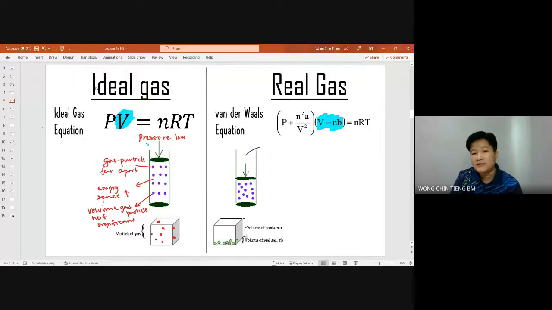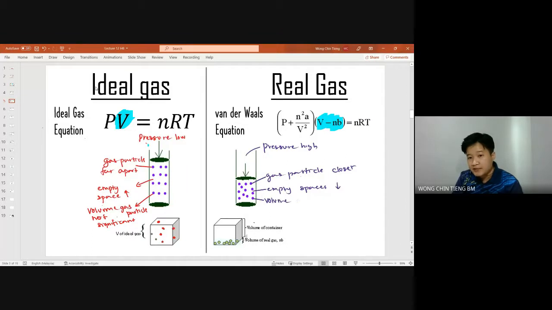What happens in the real gas is your pressure becomes extremely high. When your pressure becomes extremely high, your gas particles become extremely close to each other. When they sit close, empty spaces automatically decrease, you can see from the diagram itself. When they sit close, the volume of the gas particles becomes significant. Alright? And what happens is like this. My container stays big. But because of high pressure, my gas will be pressed and sit close together.